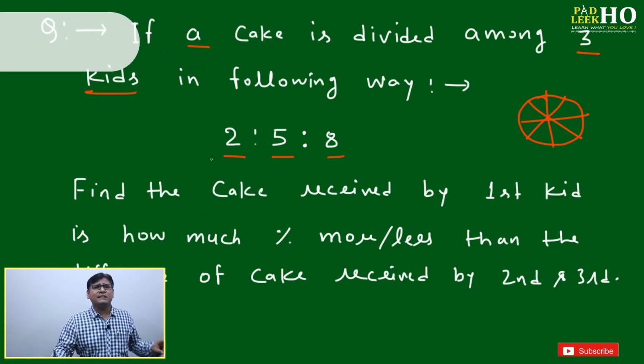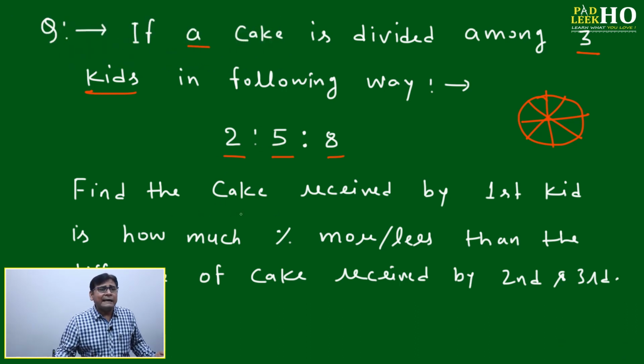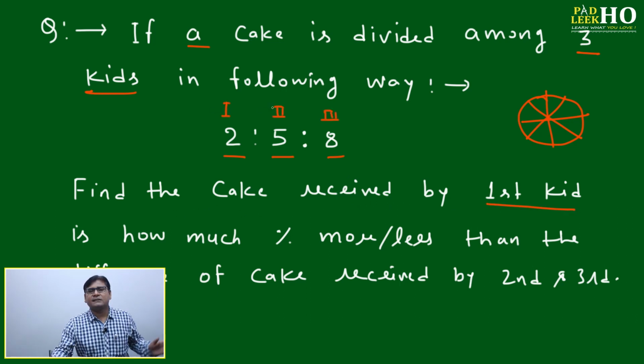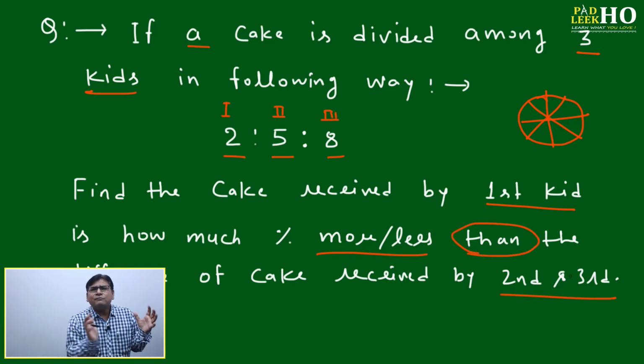What do you have to find? What is your data? Data is given respectively: first kid, second kid, third kid. Find the cake received by the first kid: it is how much percentage more or less than the difference of the cake received by the second and third?